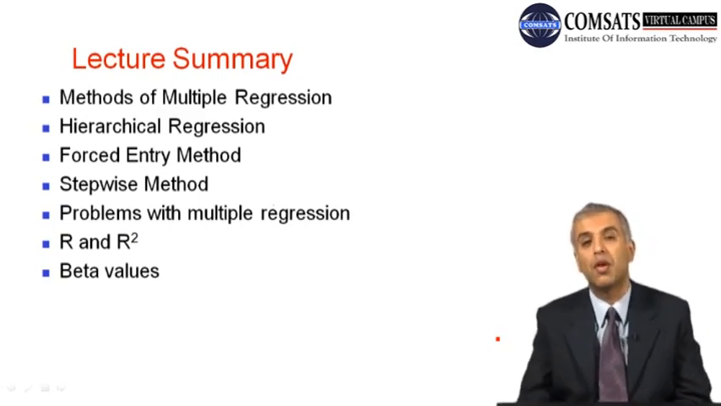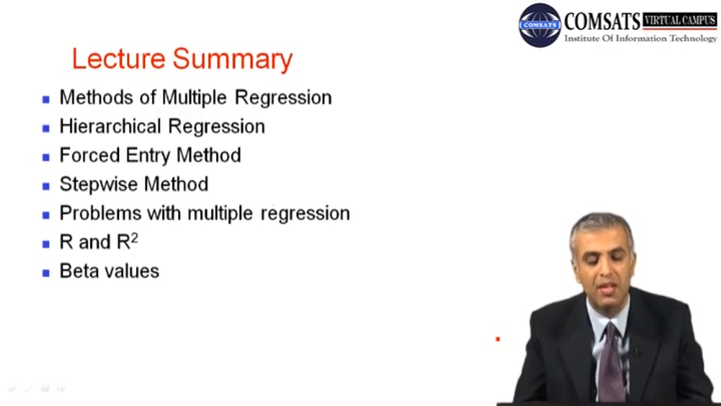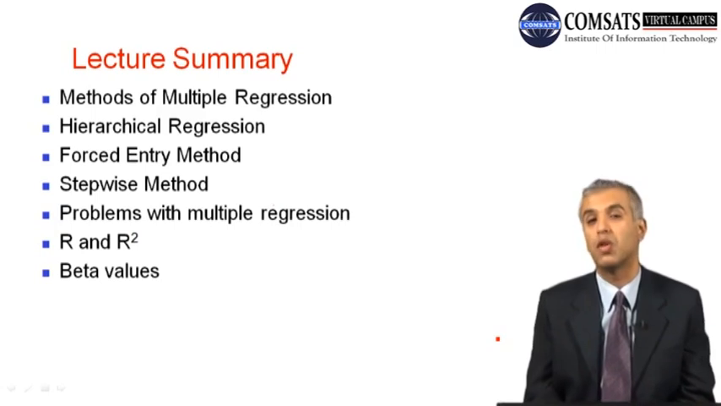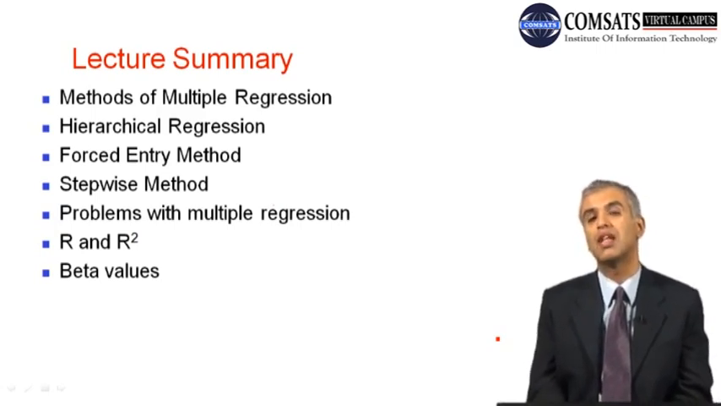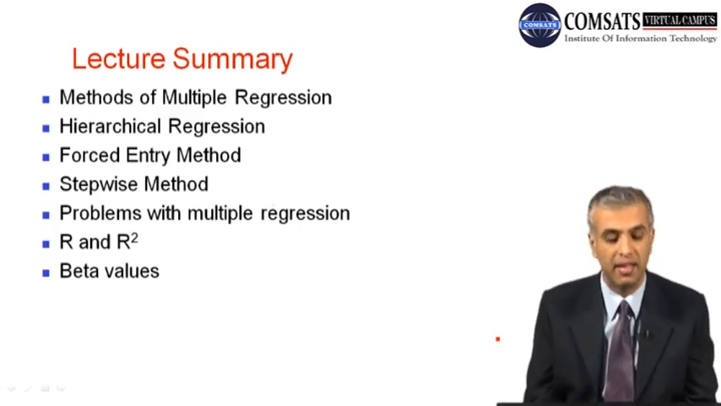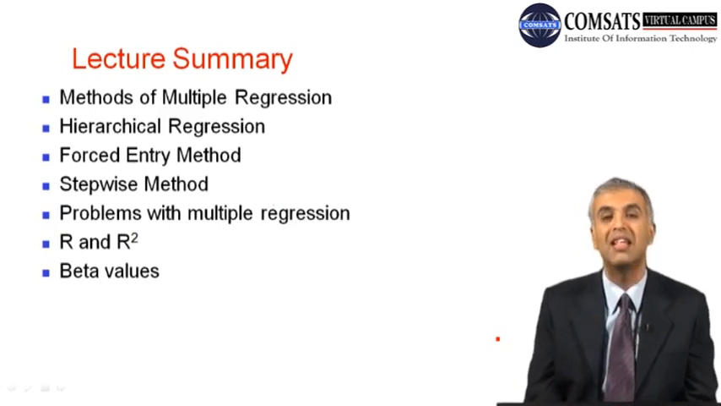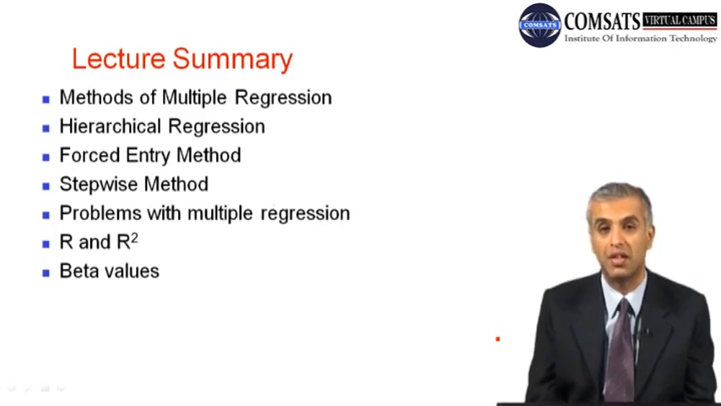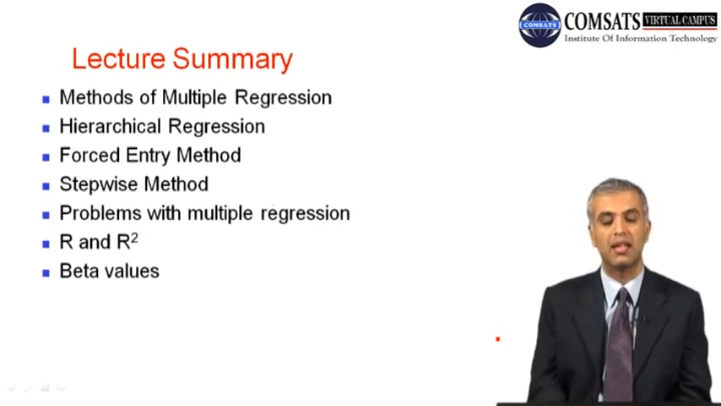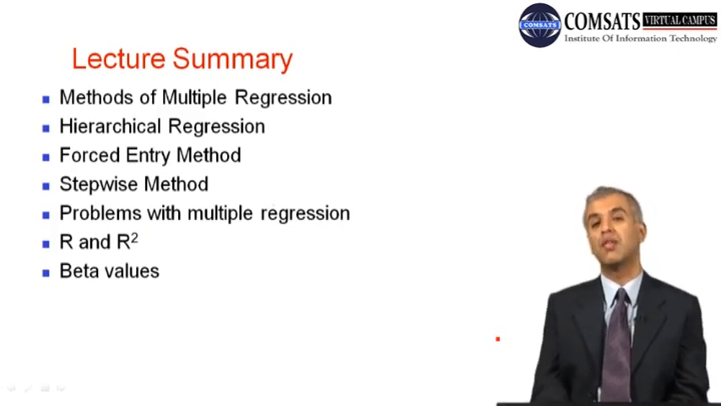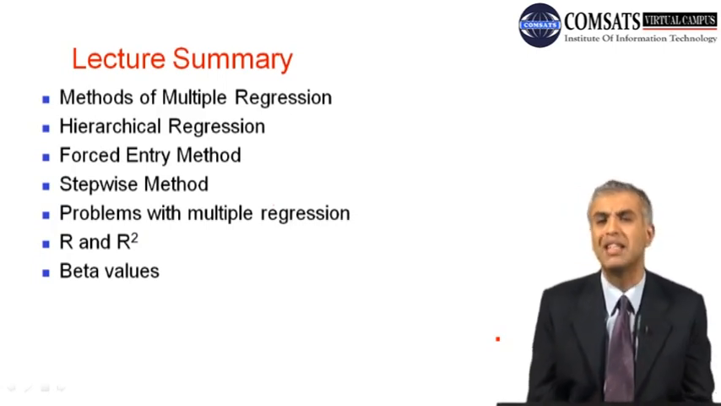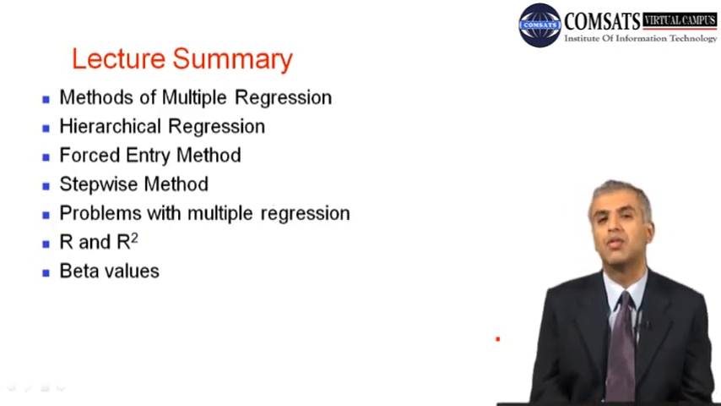So these were the various problems with these methods which we discussed in detail, and likewise we also discussed the R and R square concept, which is roughly the same as we discussed in linear regression also. And then we discussed adjusted R square, why adjusted R square is a necessity and why it should be used. And then the beta values, how beta values are reported, and why we need these standardized beta values in this case.